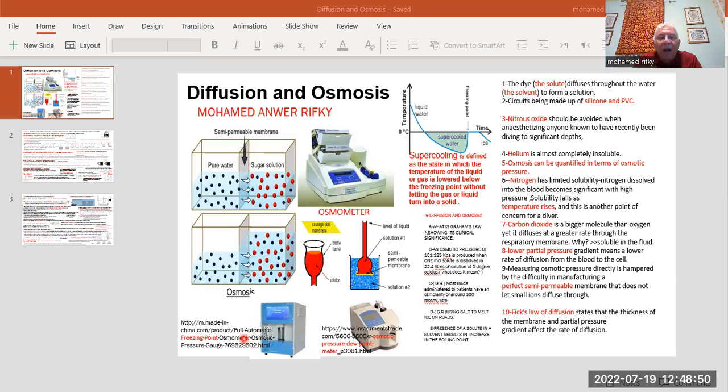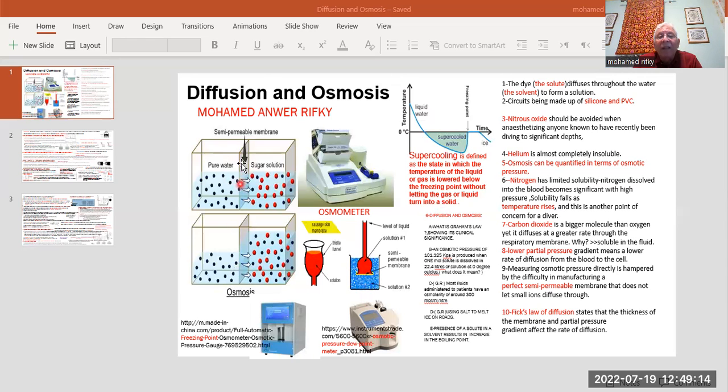This is the apparatus to measure the freezing point, where we can estimate later on the osmolality. And this apparatus measures the osmotic pressure. And this is the basic device to show the osmosis, where there is a semi-permeable membrane separating a solution from a solvent.